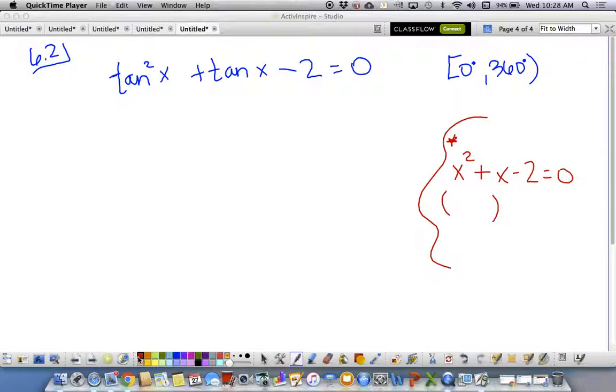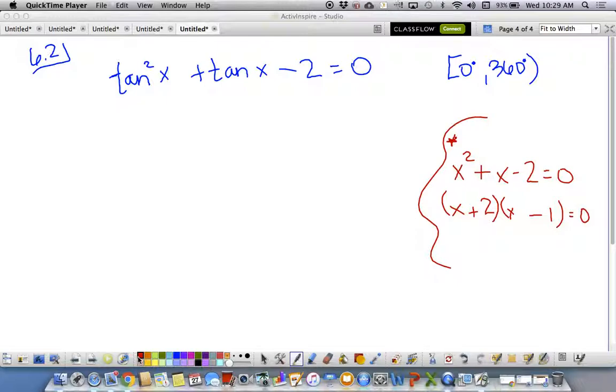So if you can factor this, x times x is x squared. What are factors of 2 that subtract to get 1? 2 and 1 are the only possible numbers. Now, when they subtract, we need a positive 1. So which one needs to be negative? Which one needs to be positive? x minus 1 times x plus 2 equals 0.